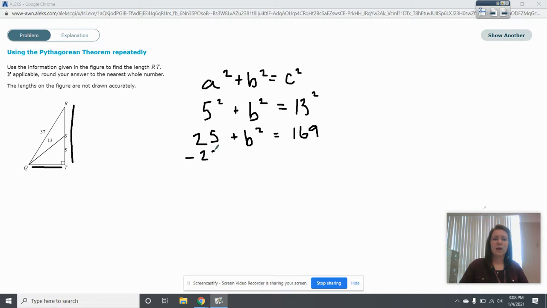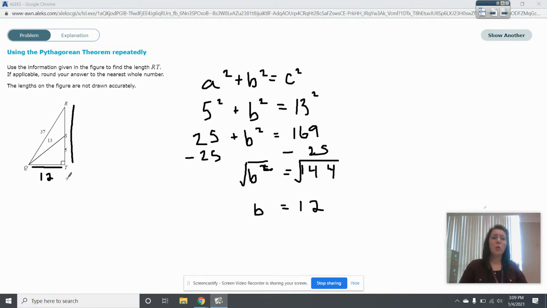And now I subtract 25 on both sides. B squared equals 144. But we're not done yet. We still have to get rid of the square. The opposite of a square is a square root. So I do the square root on both sides. So that gets rid of the square. So now I just have b equals. And the square root of 144 is 12. So now I know that this bottom side is 12.